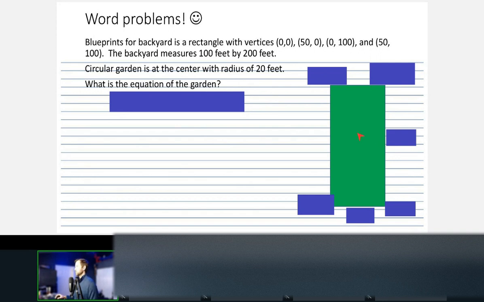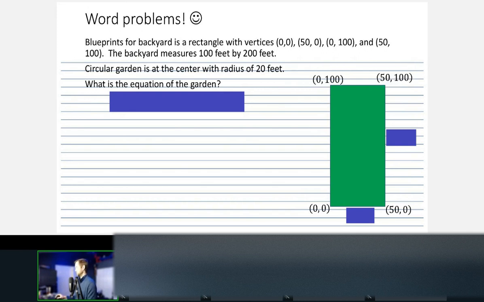Yeah, so here's my backyard. And then let's label these. So we have 0, 0. Here's 50, 0, and here's 0, 100, and then here's 50, 100. And then this is going to be our side of 100 feet, which means the longer side is our 200 feet.